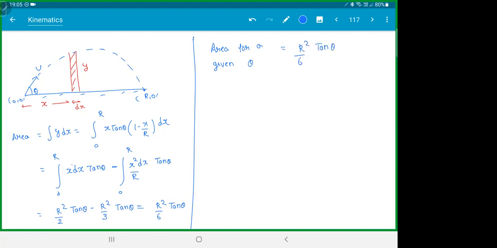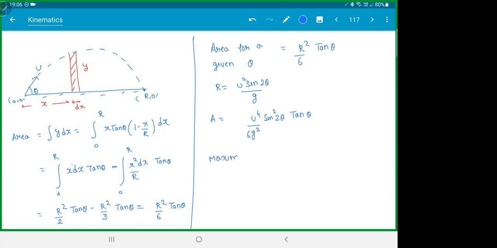Now try to understand. So for different values of theta, you get different areas. Among this, there is one area which is maximum. And I can substitute R is equal to u square sine 2 theta by g. So substitute there, you end up with area is equal to u power 4 sine square 2 theta by g square 6 tan theta. Now we need to maximize this. So for different thetas, you're getting different areas, maxima, minima.